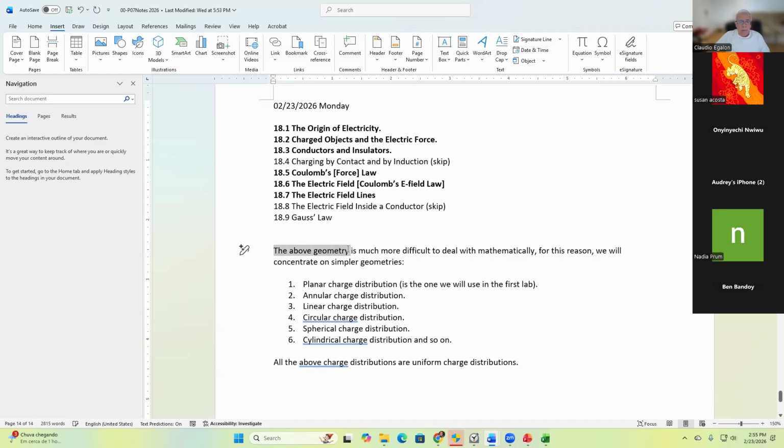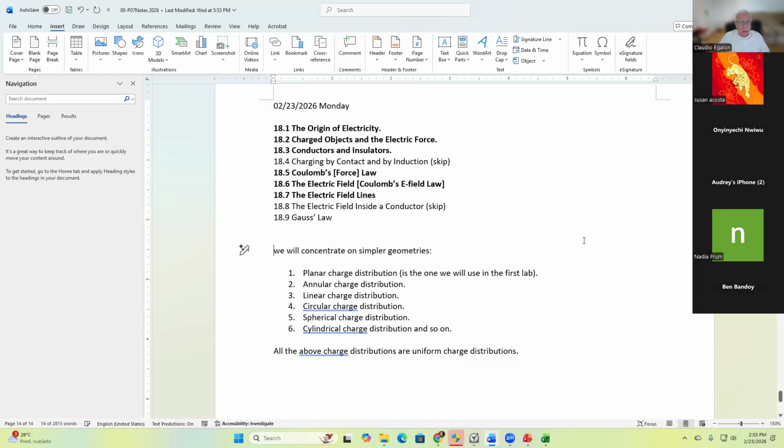Okay, let me erase that. We will concentrate our study on the following charge distribution geometries. The first one is the most important one, the planar charge distribution. A very large plane that is electrically charged, uniformly charged, and what type of electric field does it generate, right?